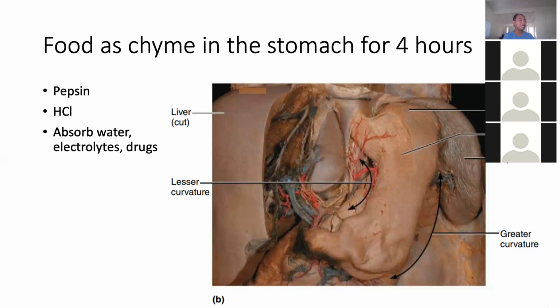But whatever it is, this hydrochloric acid will kill the bacteria inside the stomach, will stimulate pepsinogen to become pepsin, and this pepsin is going to act on the protein we eat, and that protein starts to be digested. Inside the stomach, we will also absorb water, electrolytes and some drugs. For example, aspirin we take will be absorbed in the stomach as well. So the stomach is a very important structure.